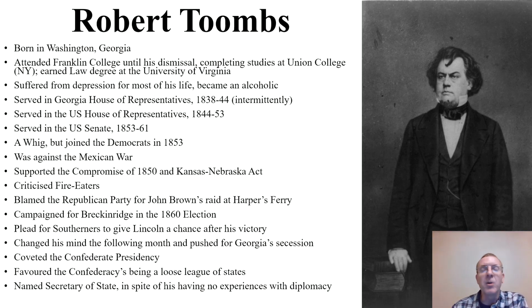Unlike Stephens, he will campaign for John C. Breckinridge in the 1860 election, supporting the Southern Democratic Party. But after Lincoln won, Toombs told his fellow Georgians they needed to give Lincoln a chance to be a president who followed the Constitution. Now, following the Constitution, in Toombs' mind, means honoring the 10th Amendment, the last of the 10 Bill of Rights, giving states the authority to control their own destiny in regards to anything the Constitution doesn't refer to, and for him that meant the institution of slavery.